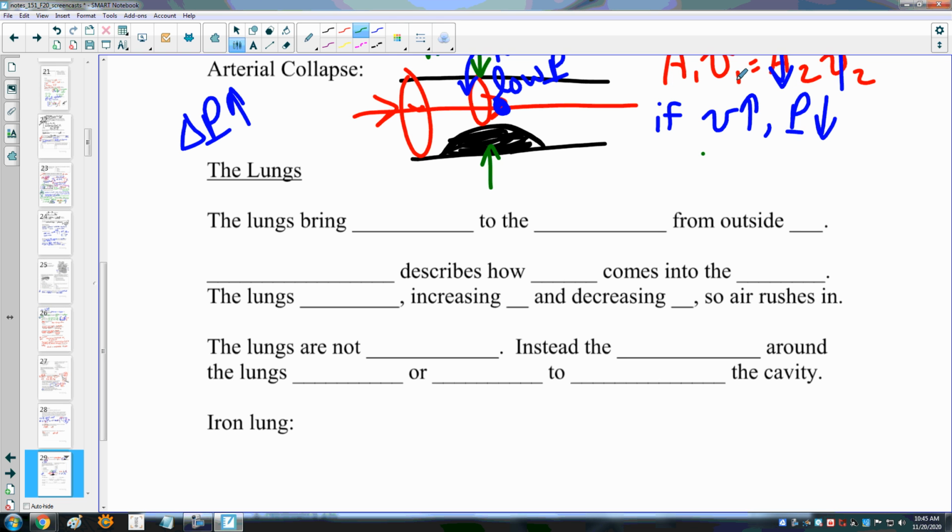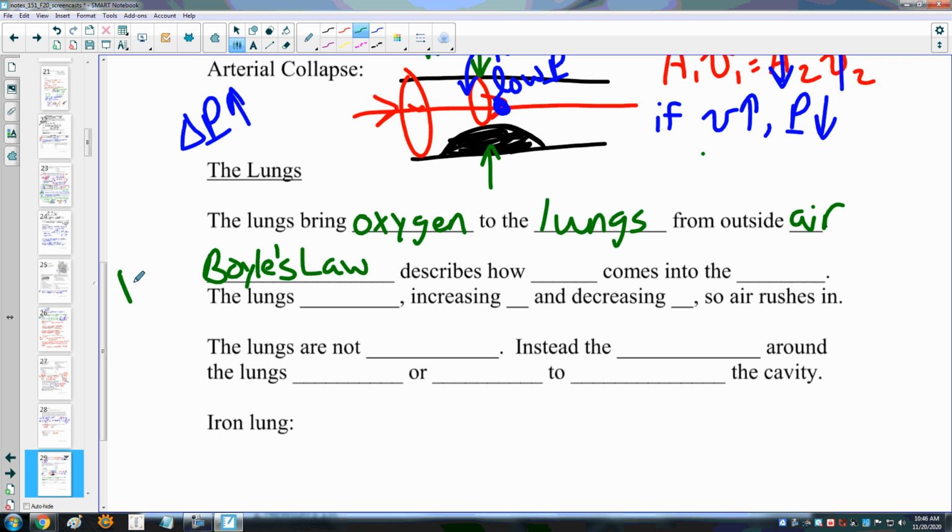So we've already mentioned the lungs some. The lungs bring oxygen to the blood from outside air. And Boyle's law, remember Boyle's law, this was part of the ideal gas law, and that just says that for a gas, the pressure and the volume, the product of those two, have to equal some constant value.